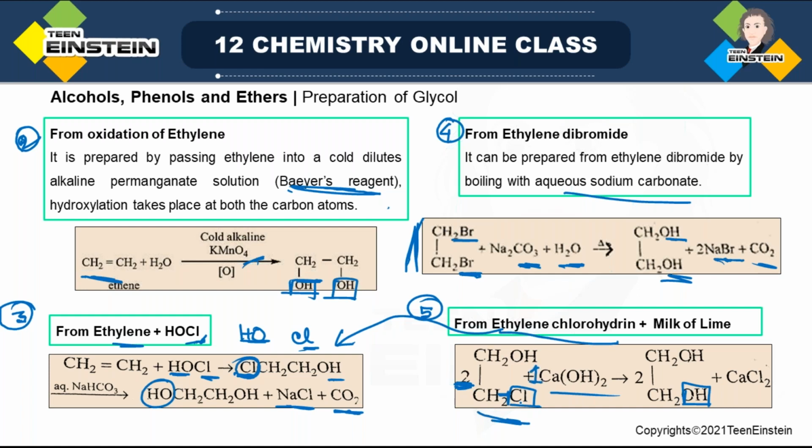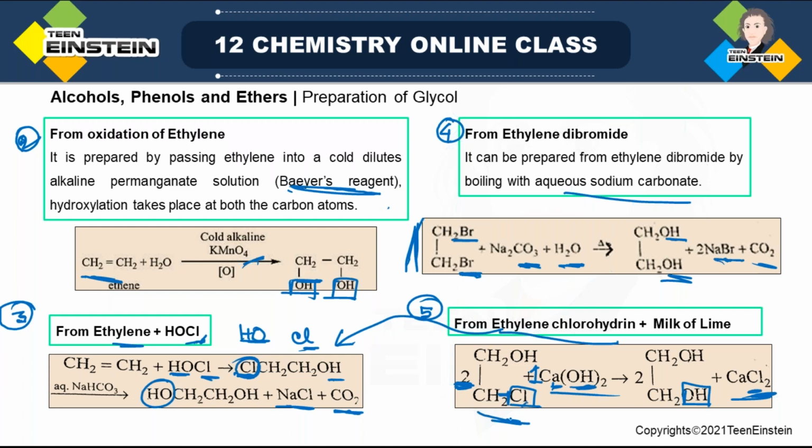That means per calcium hydroxide, two molecules can take part. So here 2 OH is present per Ca(OH)2 also. So obviously 1 calcium hydroxide is enough. So 2 Cl are replaced by 2 OH, and the fate of Ca is that it is converted to calcium chloride. So this chlorine is coming from CH2Cl. So these are the methods by which we can prepare glycol.